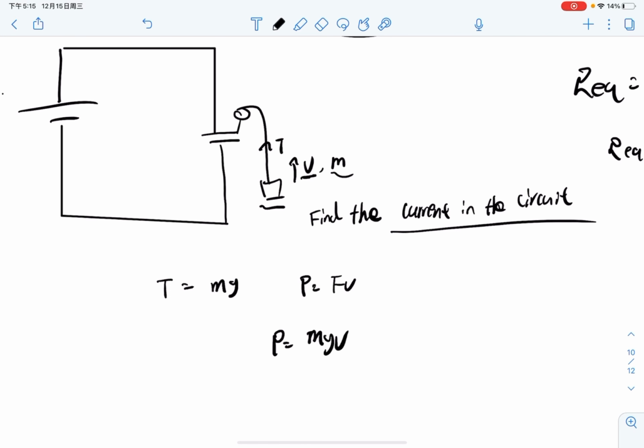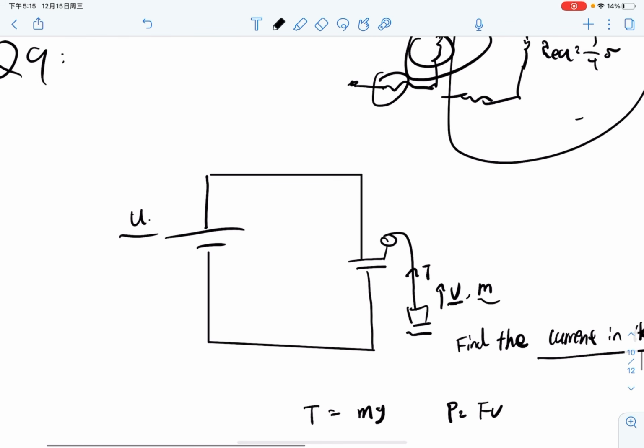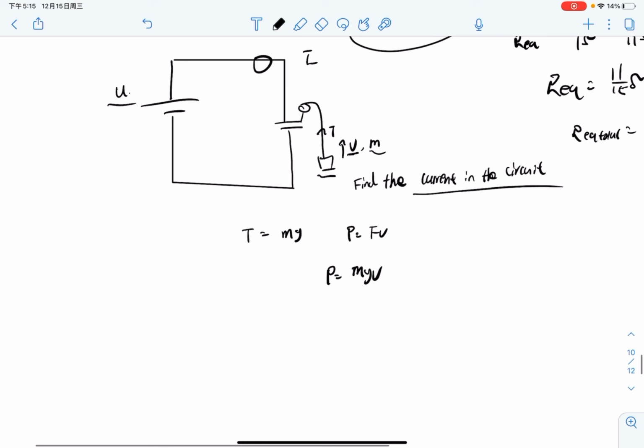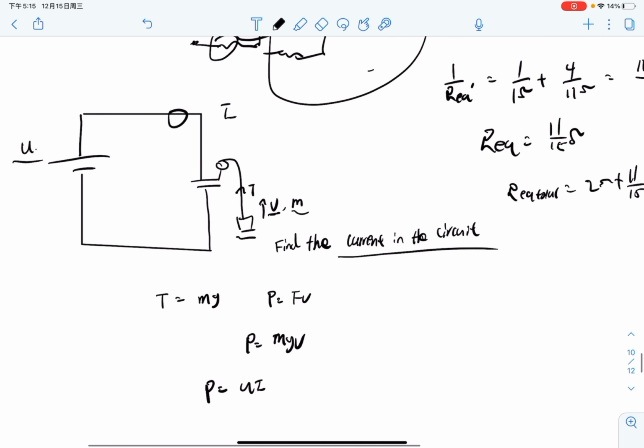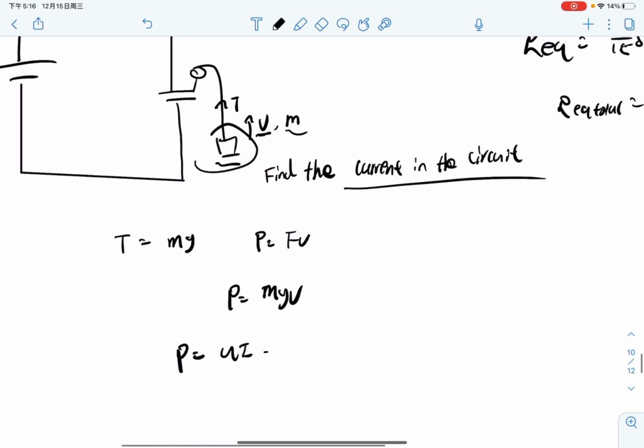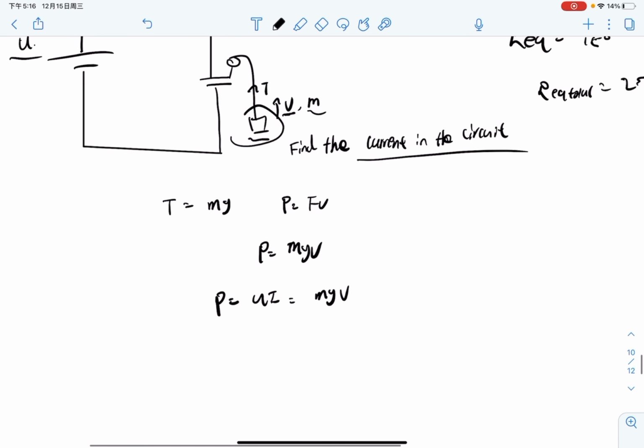And we know U, and we want to find I. We also know that P is equal to UI. So in this case, we assume the power is all going into pulling this object. So the two P are equal to each other. UI is equal to mgv. So now I is equal to mgv divided by U. Okay, we're done with the lecture.